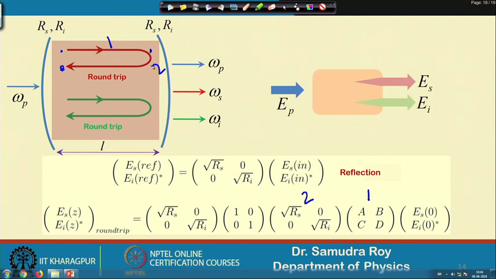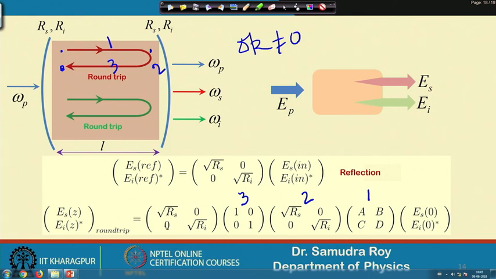Then the field goes from here to here, which is process 3. In process 3, since the phase matching condition delta k is not equal to 0, the phase matching condition is not valid, so there will be no change of the field at all. Whatever field we have at this point, the same field we will have at this point. So the transformation is a unit matrix: if I multiply by the unit matrix, I will have the same pair of fields here.